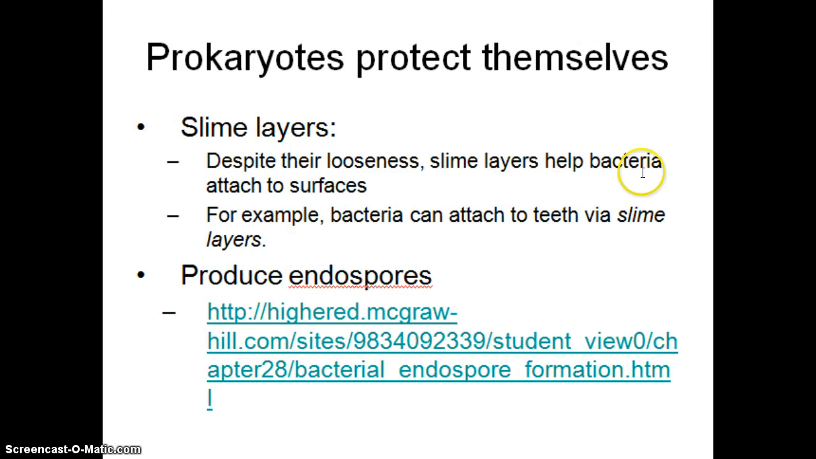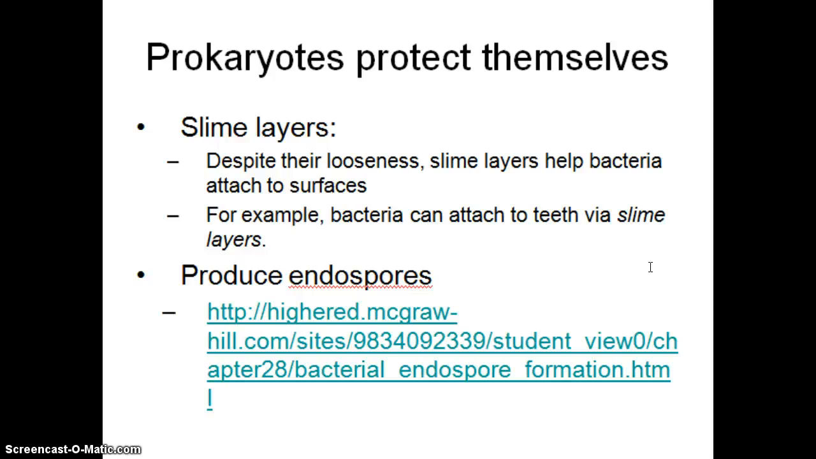And then the last thing that we'll talk about today is how prokaryotes protect themselves. They can produce slime layers or endospores, and I've put another animation here that you can cut and paste and watch. And that's just in harsh environments. They can actually hang out, and it's almost like hibernation to some extent, as far as endospores are concerned.